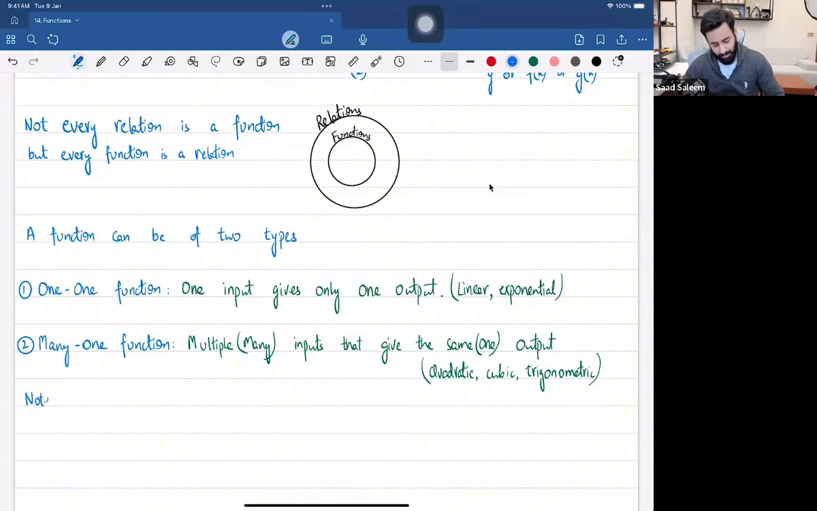अक्सर लोग बोलते हैं कि जी वन टू वन फंक्शन होता है, मेनी टू वन फंक्शन होता है, वन टू मेनी फंक्शन होता है, लेकिन वन टू मेनी फंक्शन फंक्शन नहीं होता. That doesn't make sense. One to many is not a function. That's it. So one to many is a relation only, and it can kind of exist like an inverse.